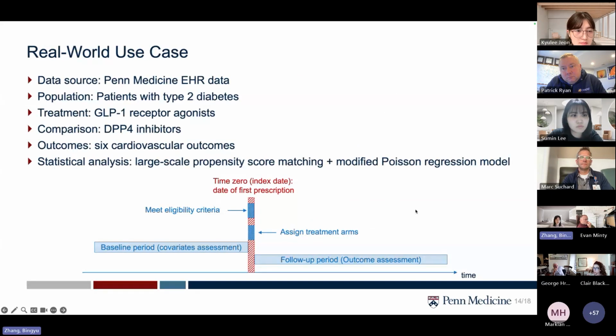We also conducted a real-world comparative effectiveness study using EHR data from Penn Medicine. We focus on patients with type 2 diabetes and compare GLP-1 receptor agonists to DPP-4 inhibitors on 6 cardiovascular outcomes. We do large-scale propensity matching and apply a modified Poisson regression model on both primary outcomes and the negative control outcomes.